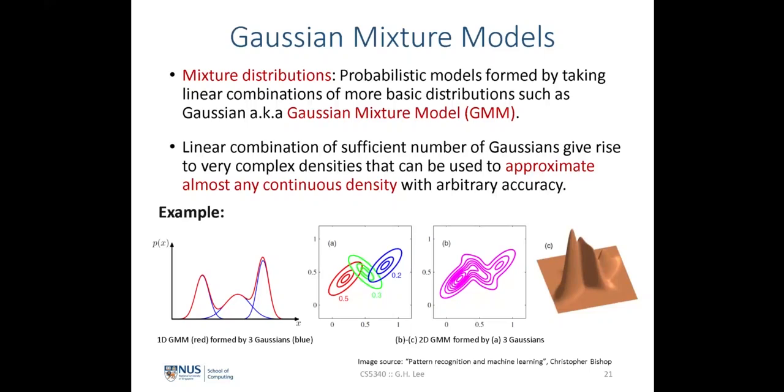Now, we've seen that a mixture distribution, taking a linear combination of Gaussians, is also known as the Gaussian mixture model, or in short, the GMM. And this linear combination is in fact very powerful. Given a sufficient number of Gaussians, it can give rise to very complex densities, and we can use it to model any continuous density with arbitrary accuracy. Now, here's an example where we have a trimodal distribution, or simply a multimodal distribution, given by this red curve over here.